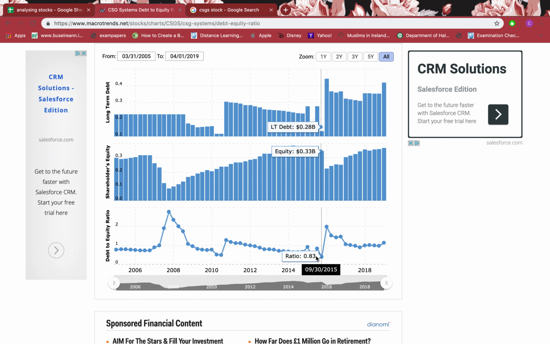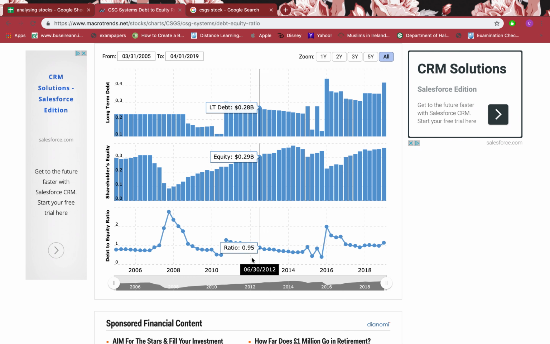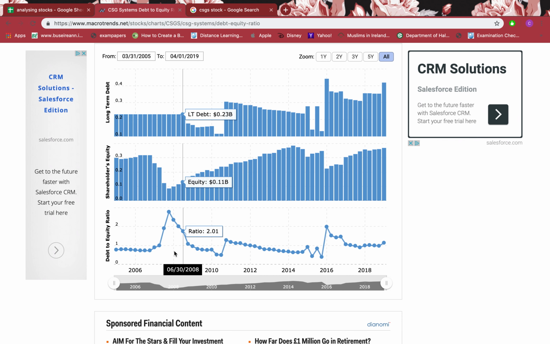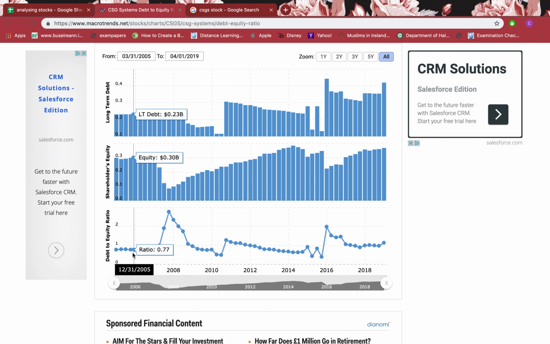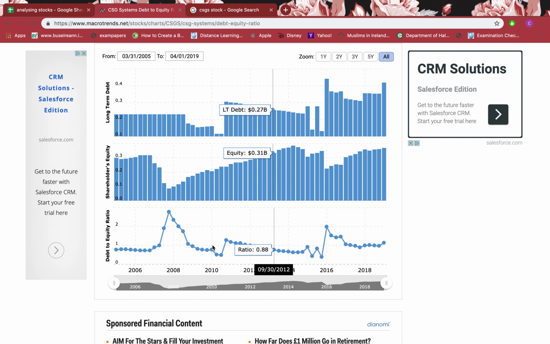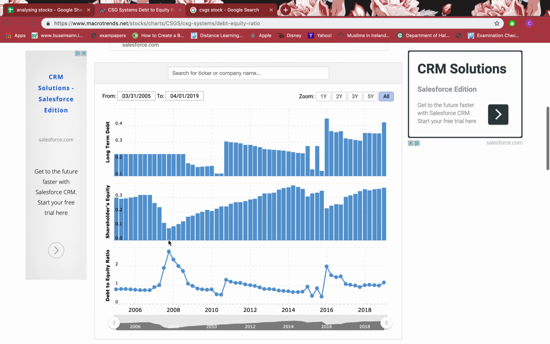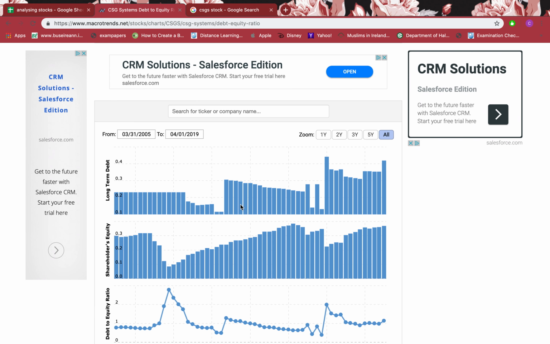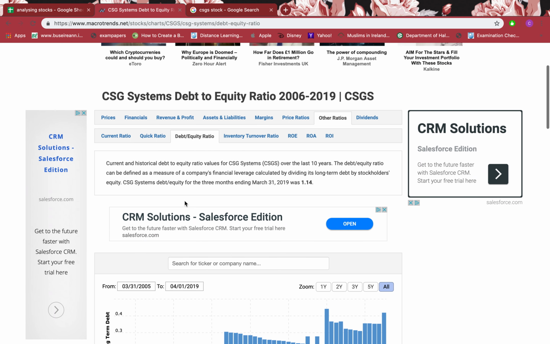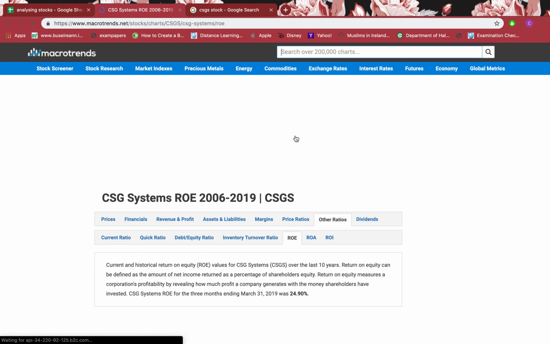So there have been times when it's fluctuating, but it has never been, very rarely, just once, I think. No, actually, it has never been below 0.5. So we are looking for 0.5 or below, and it has never been like that. So this is very risky because it's operating mainly on long-term debt rather than equity. So there's a lot of risk.